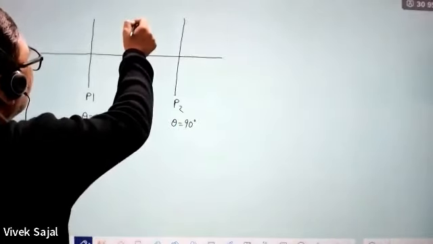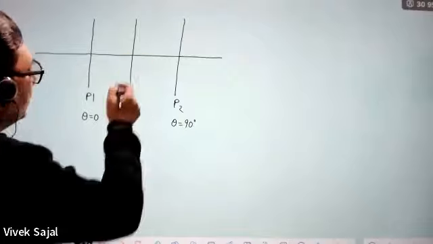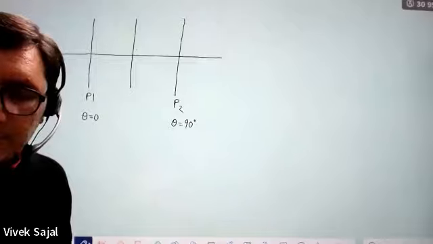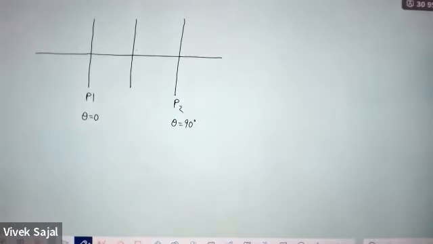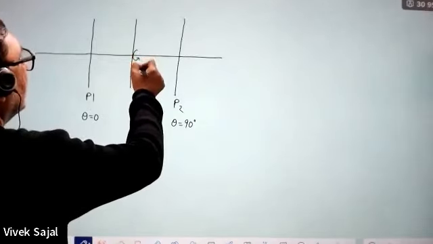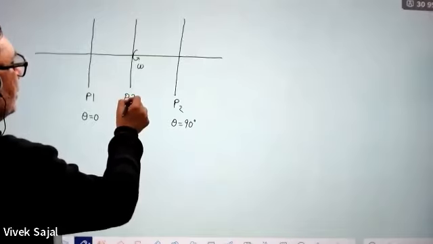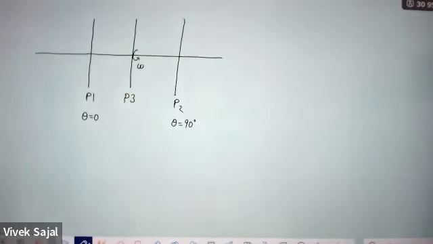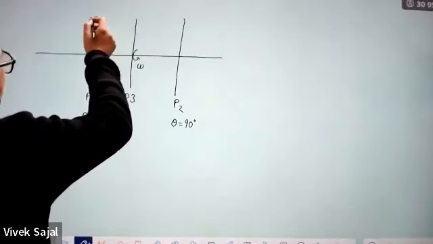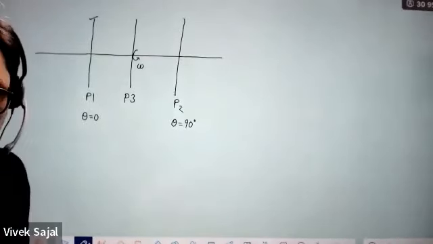Now another polarizer is placed in between them, and what they are doing is rotating it. The middle polarizer is rotating at an angular speed of omega. So this P3 polarizer is rotating. It is rotating like this. If you want to draw like this, you can, but simply you can draw P1, P2, and P3.